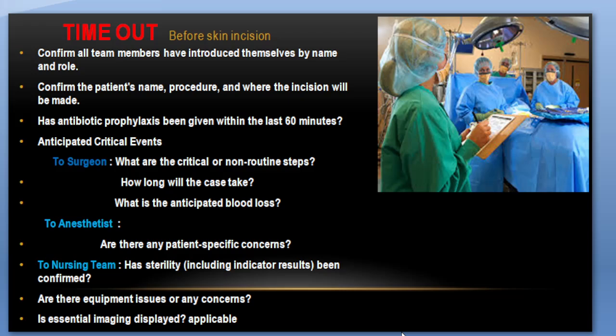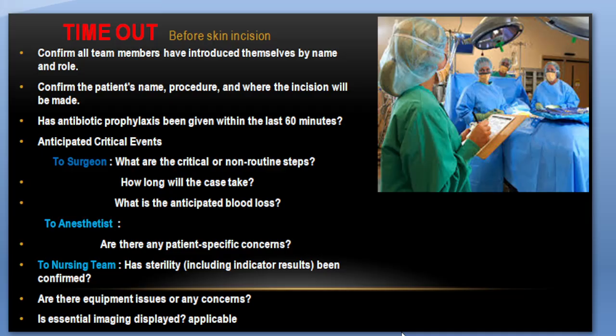Next thing is anticipated critical events. The surgical team has to confirm what anticipated critical events may occur during this surgery. First we have to ask the doctors what the critical or non-routine steps are. If any critical steps are involved during this surgery, we have to ask how they will be overcome.